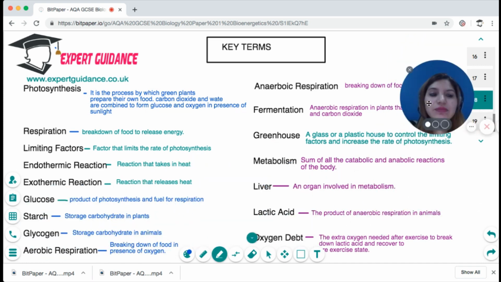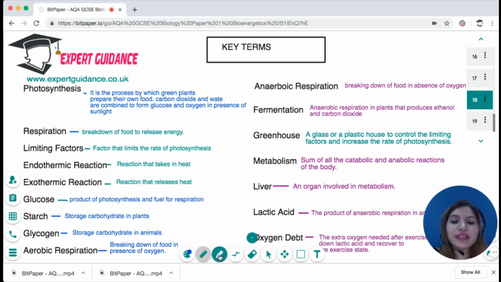Now, this is the time to test yourself to see if you remember the key terms that we did in this topic. We talked about photosynthesis, which is the process by which green plants prepare their own food. Respiration, breakdown of food to release energy. Limiting factor is the factor that limits the rate of photosynthesis. Endothermic reaction is a reaction that takes in heat. Exothermic reaction is a reaction that releases heat. Glucose is a product of photosynthesis and fuel for respiration. Starch is the storage carbohydrate in plants. Glycogen is the storage carbohydrate in animals.